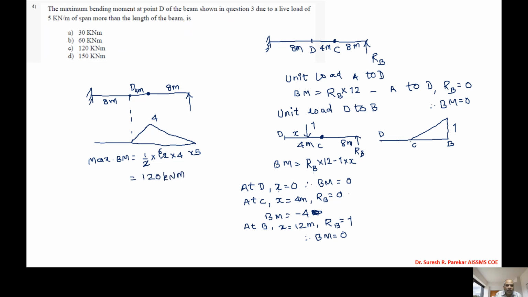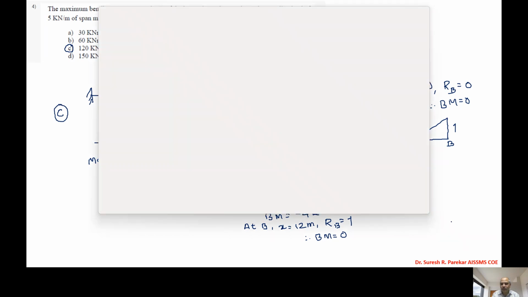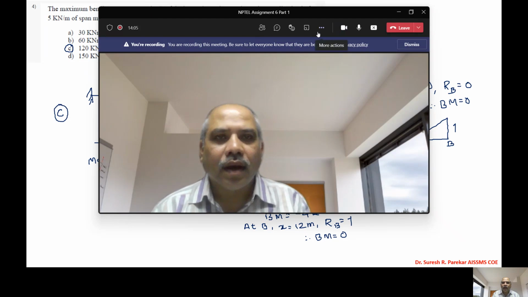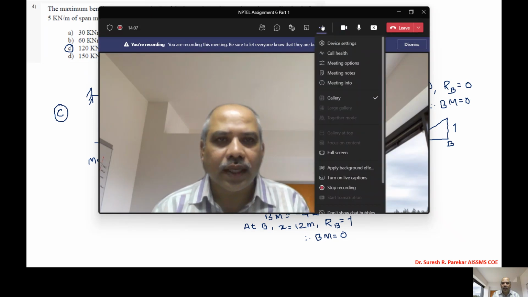And my value is option C, which is 120 kilonewton meter. So these are the 4 questions which we have from assignment 1. In the second part we will go for other questions.